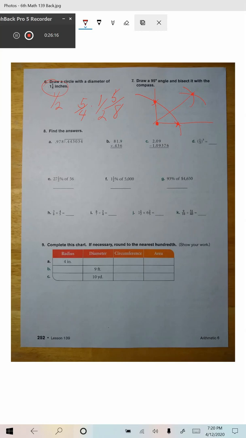All right, let's jump down to number 8, and let's look at D. So this is 1/3 cubed, they say. So that's 1/3 times 1/3 times 1/3. And remember, in the world of fractions, when you multiply, you get a smaller number. Okay? All right.